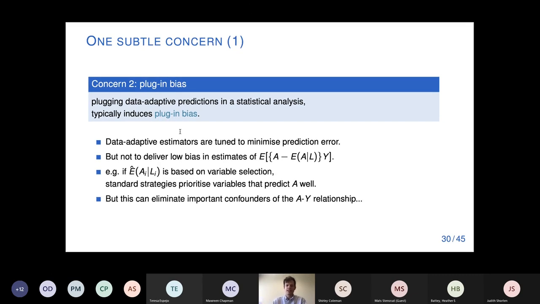So to give an example of this, suppose that I select a model for the conditional mean of A based on variable selection. Then the standard stepwise selection methods are going to prioritize variables that predict A very well, and they can throw out variables that are weakly associated with A, but are strongly associated with the outcome Y. But in a causal inference problem where A is an intervention of interest and Y is the outcome, this can result in eliminating important confounders of the A-Y relationship, and thus the resulting analysis where we've thrown out these variables can be prone to residual confounding bias.